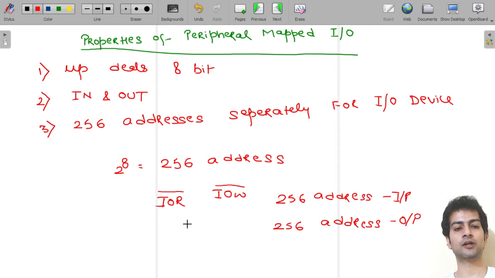Suppose we had only one control pin, something like input output read write.